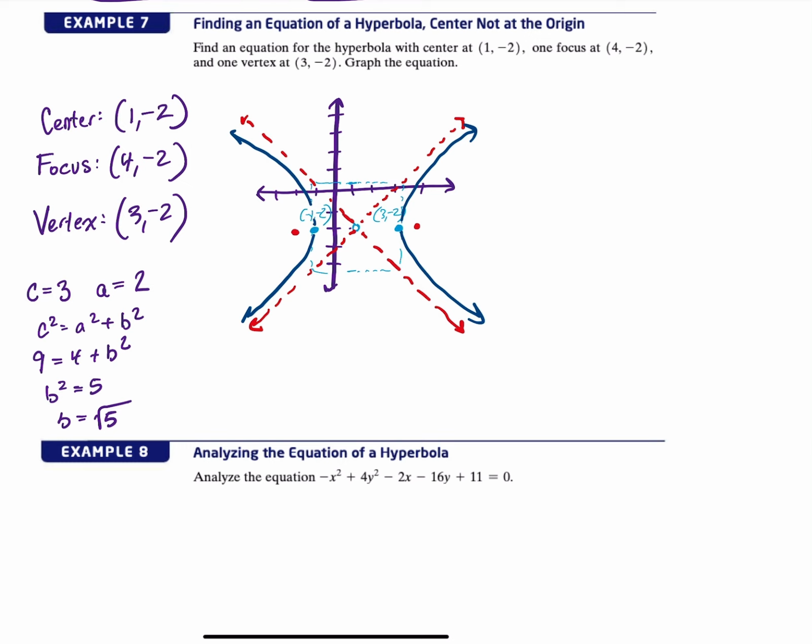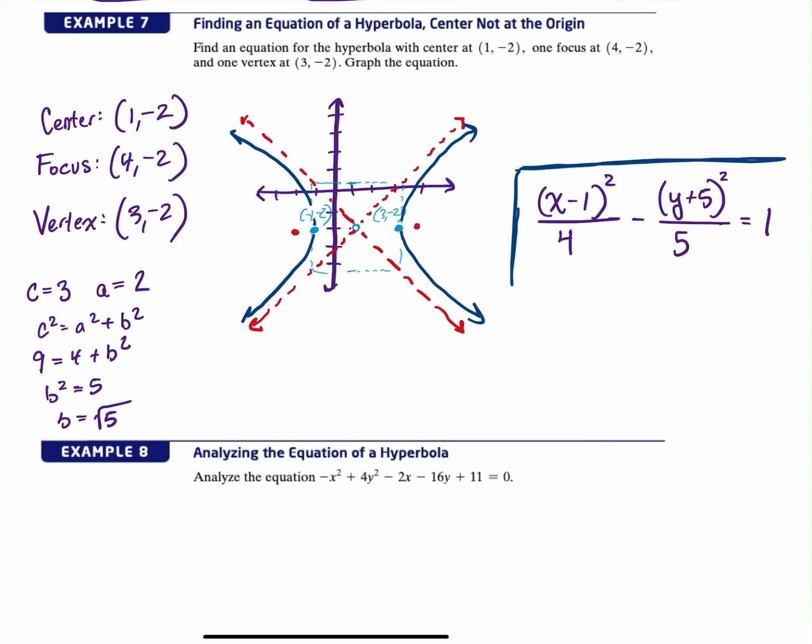So that means we would have x minus h. If our center is at 1, -2, that means h is 1, k is -2. So that would be x minus 1 squared over a squared. A squared would be 4, minus y minus k. So y minus -2, that double negative will turn it into a plus. So y plus 2 squared. And b squared is 5, and this will be equal to 1.